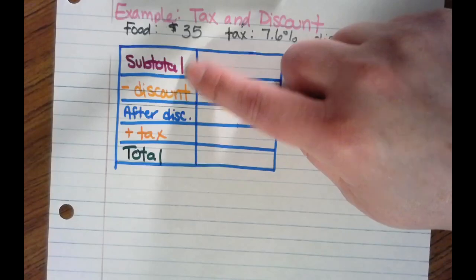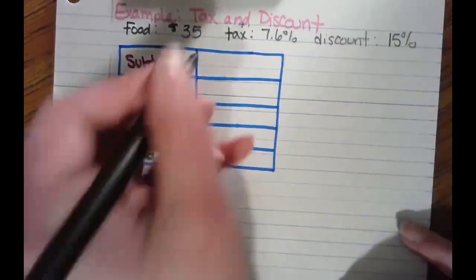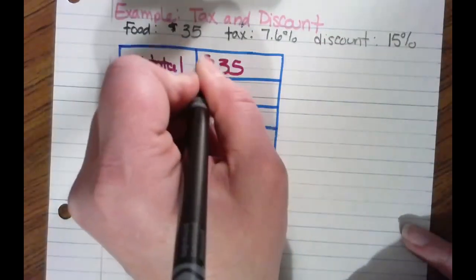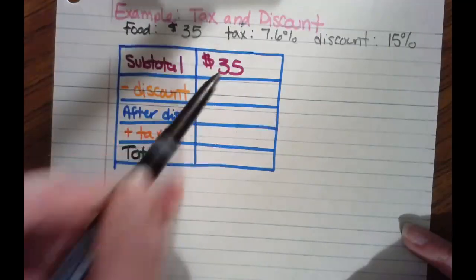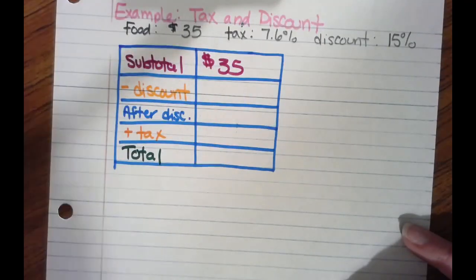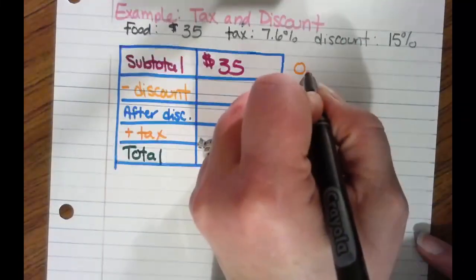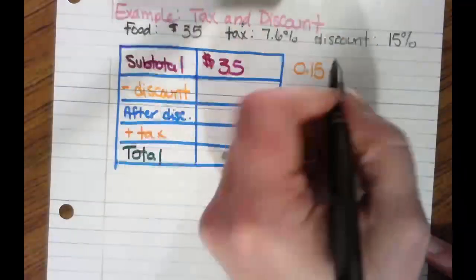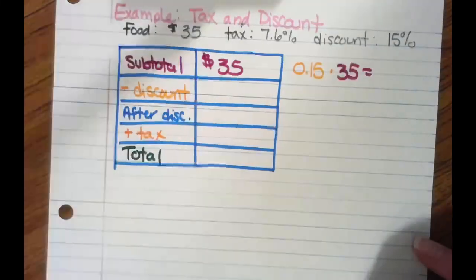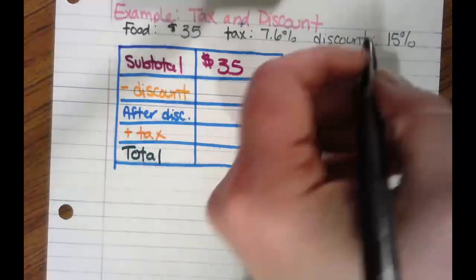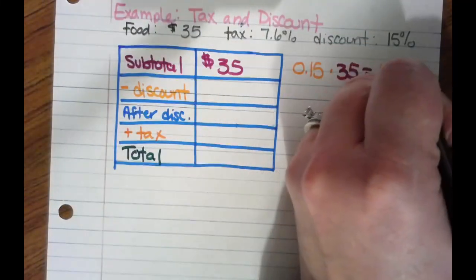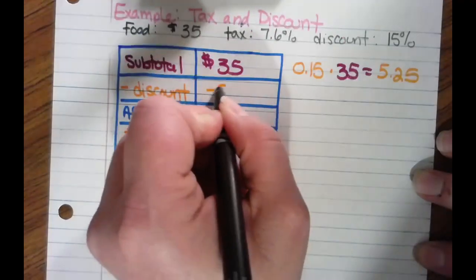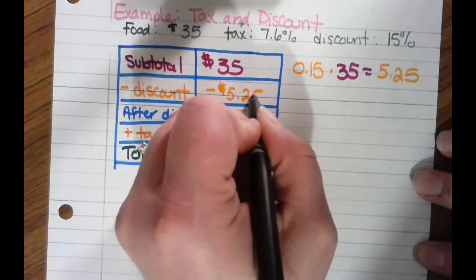So we start with our subtotal. We're going to calculate the discount off of that. So we start with $35, okay? Our discount comes off of $35. So we can say, what is 15% of $35? That is $5.25. Okay, so we know we're going to subtract $5.25.